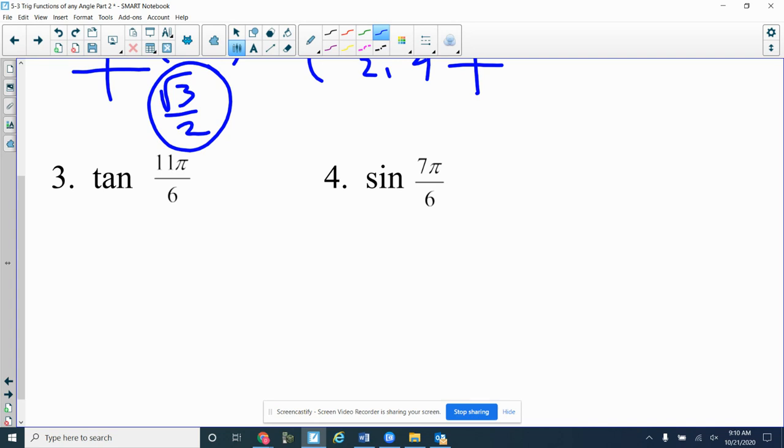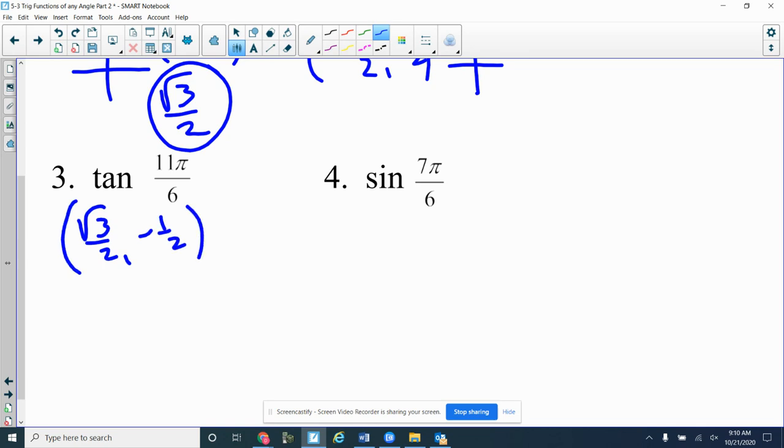One quick way for that is, 11/6 is almost 12/6, right? And 12/6 would be 2. So this is almost 2 pi, as in all the way around. Almost, right? It's that one just before, so that's just kind of thinking of the track. All right, what's the coordinate here? Radical 3 over 2, negative 1/2. Yes.